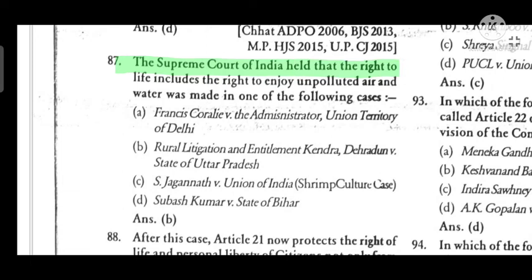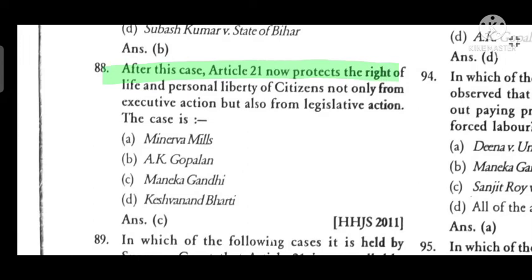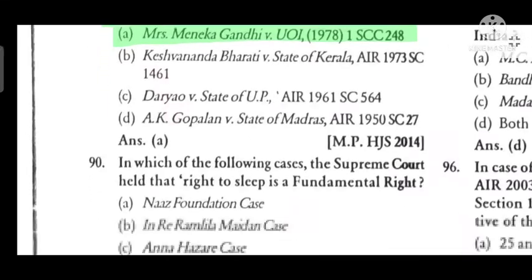The Supreme Court of India held that the right to life includes the right to enjoy unpolluted air and water in which of the following cases: Rural Litigation and Entitlement Kendra versus State of Uttar Pradesh, Dehradun. After this case, Article 21 protects the right to life and personal liberty of citizens not only from executive action but also from legislative action. Maneka Gandhi: in which one of the following cases did the Supreme Court hold that Article 21 is controlled by Article 19? Mrs. Maneka Gandhi versus Union of India, 1978.